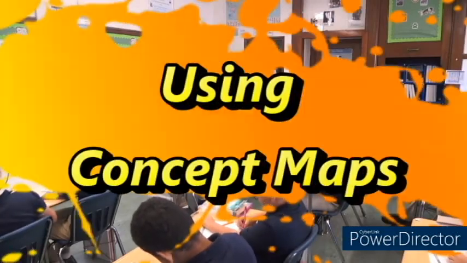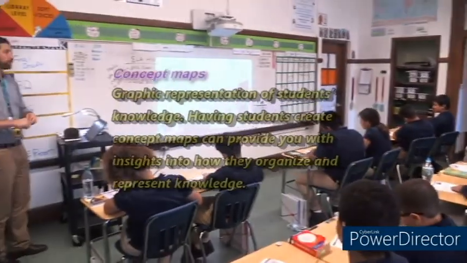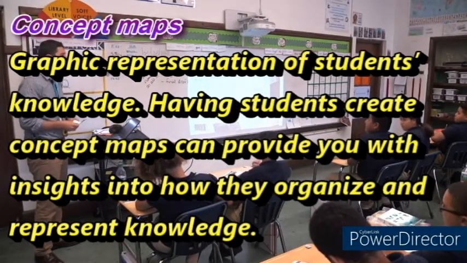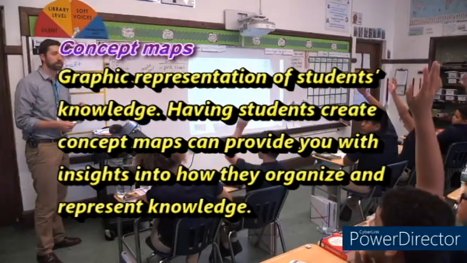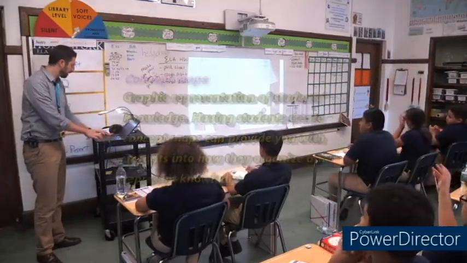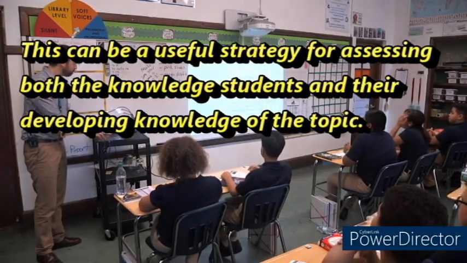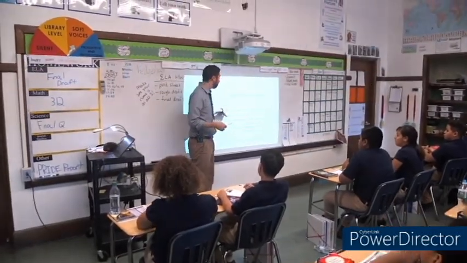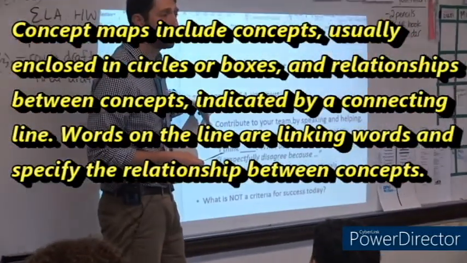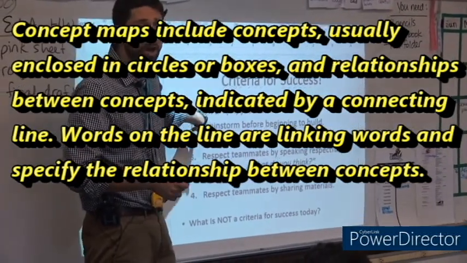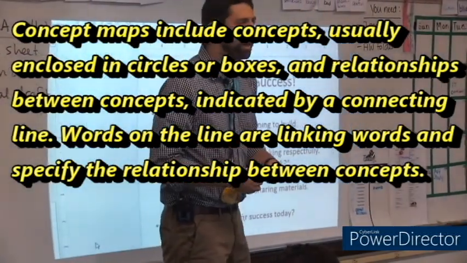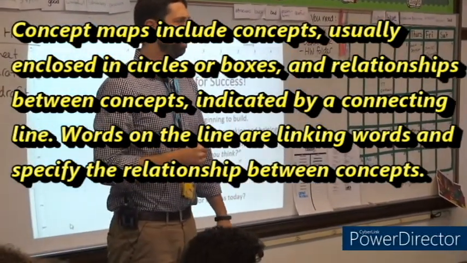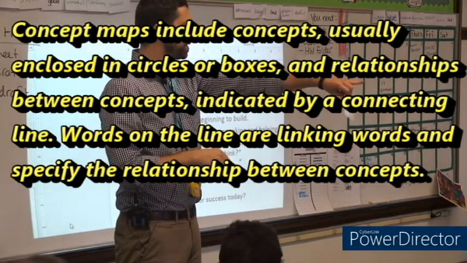Next is using concept maps. Concept maps are graphic representations of students' knowledge. Having students create concept maps can provide you with insights into how they organize and represent knowledge. This can be a useful strategy for assessing both the knowledge students have and their developing knowledge of the topic. So concept maps include concepts, usually enclosed in circles or boxes, and relationships between concepts indicated by a connecting line. Words on the line are linking words and specify the relationship between concepts.